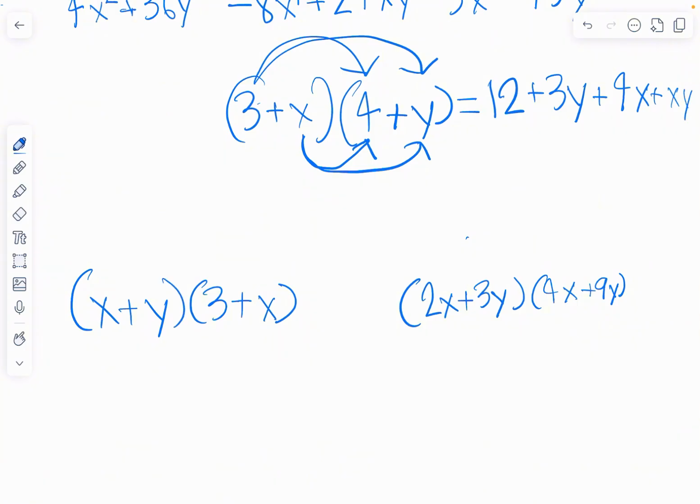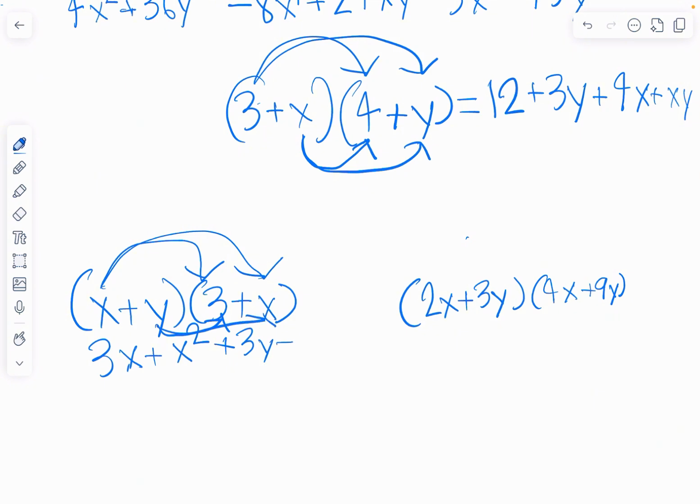Same thing for this next equation. 3x times 3 is 3x. X times x is x squared. Y times 3 is 3y. Y times x is xy. Just to be clear, this is x squared.